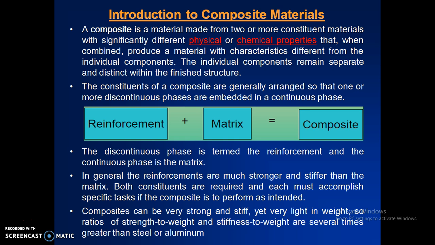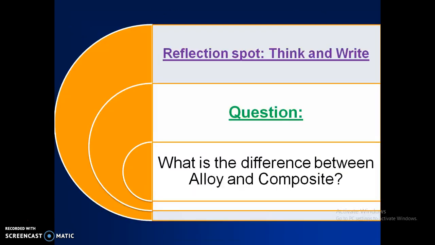Composites can be very strong and stiff, yet very light in weight. So the strength to weight ratio and stiffness to weight ratio are several times greater than steel or aluminium. Here is a common doubt students may have: what is the difference between alloy and composite? Here is the reflection spot, think and write. For this question, just pause the video, think about it, write your answer, and after that play the video again.